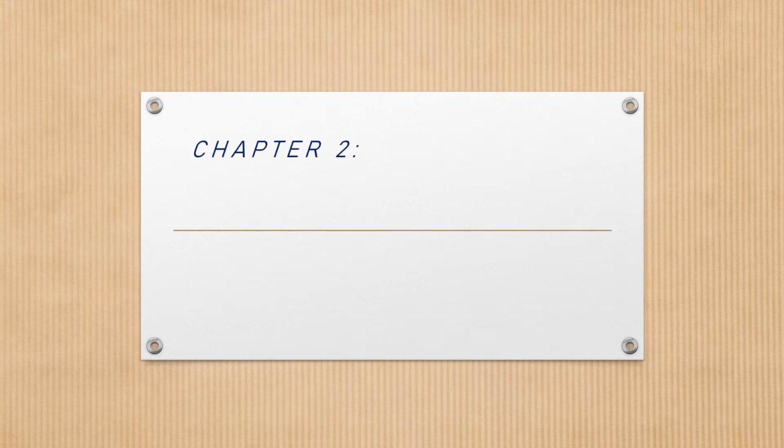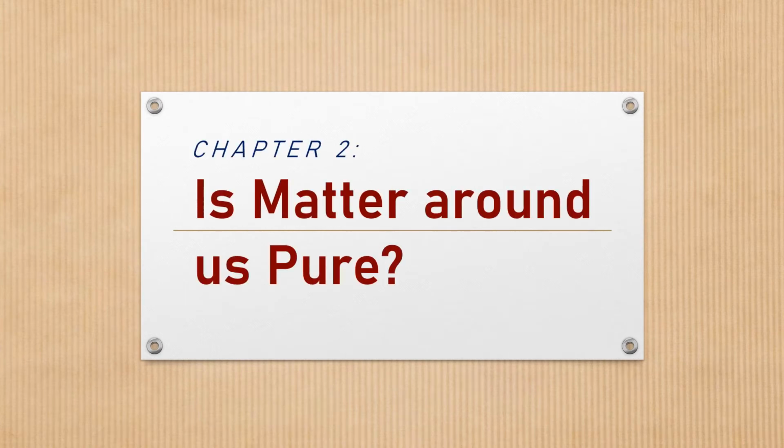Is matter around us pure? In this chapter, we studied that matter can be divided in terms of chemical nature into pure substances and impure substances or mixtures. Pure substances means that all the constituent particles of the substance are the same in their chemical nature. That means a pure substance consists of a single type of particle. Example, elements and compounds. And mixture, what is mixture? Mixture means it contains more than one substance.